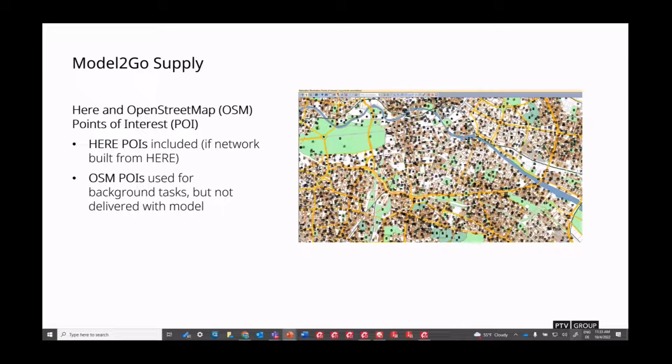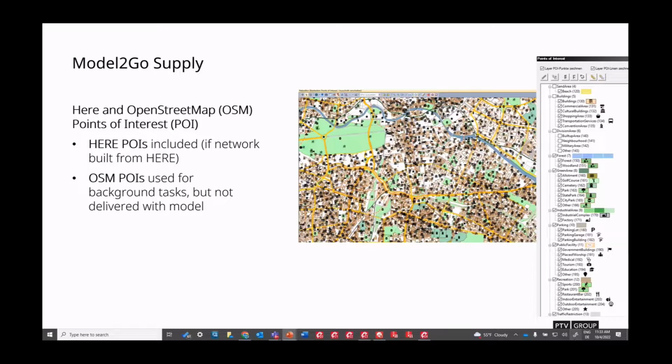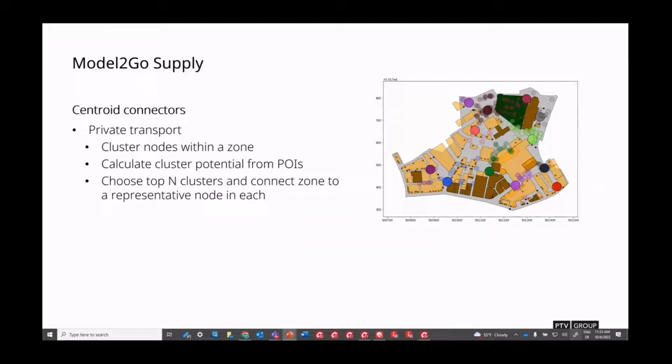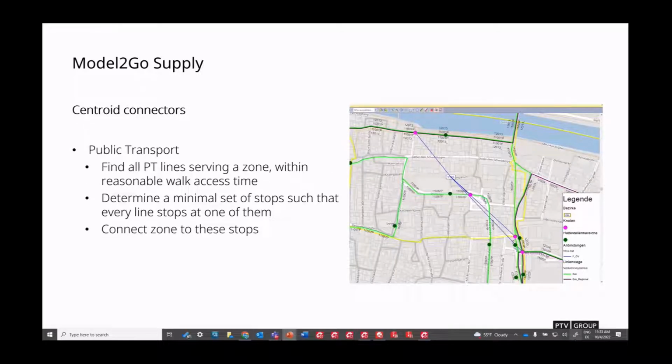As I mentioned, it has HERE and OpenStreetMap point of interest data. All sorts of stuff, right? All these categories of places are available and organized and put into vZoom for you. There are some examples here. It's also going to build centroid connectors for you, with different routines to do that, based on some clustering ideas. And for public transport, it looks at the search distance to the different stop locations and then chooses reasonable zone connectors to get you to the network as fast as possible.